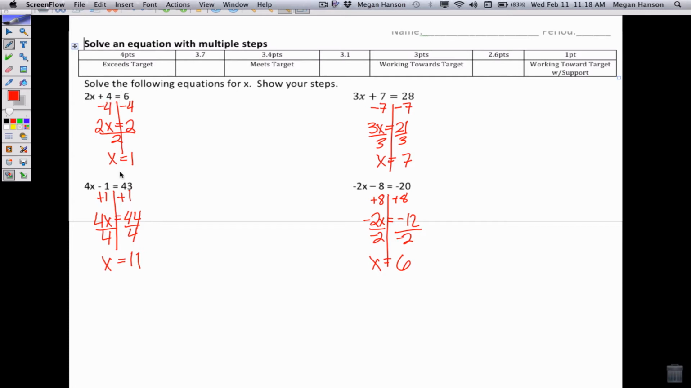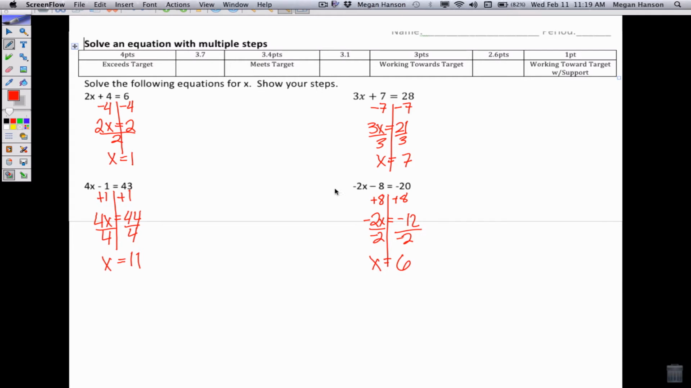If you remember, we draw our line down, and then we subtract or we add. Down here we added to both sides our constant, and then once we have our coefficient, something times x equals something, we divide by that coefficient. Here we divided by 3, negative 2, 4, and 2 until we get x by itself. And a good way to check would be to plug that x back in, so 3 times 7 plus 7 should equal 28.